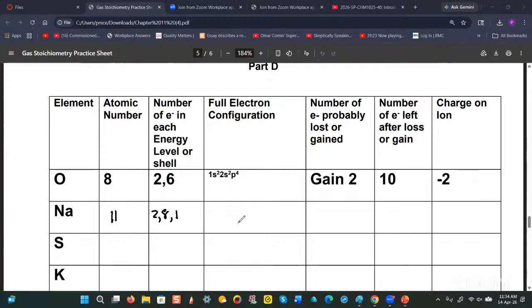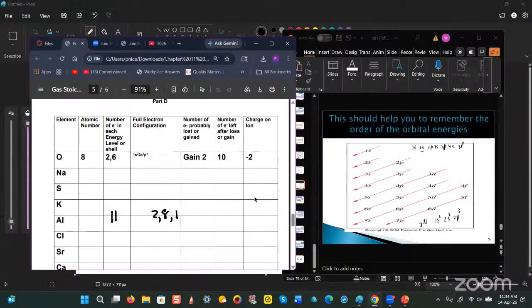All right? Okay. Now, what would be the full electron configuration? You're going to need that chart to help you, so you may want to pull it up. In fact, let's see if I can pull it up. Okay, so let me redo this here. This is 11. This is 2, 8, 1. And then here, what's the electron configuration? 1s2, 2s2, 2p6, 3s1.